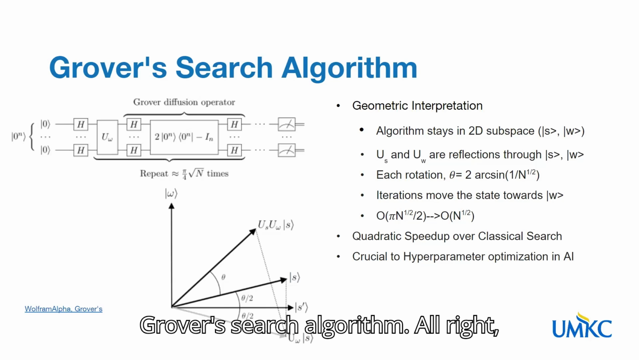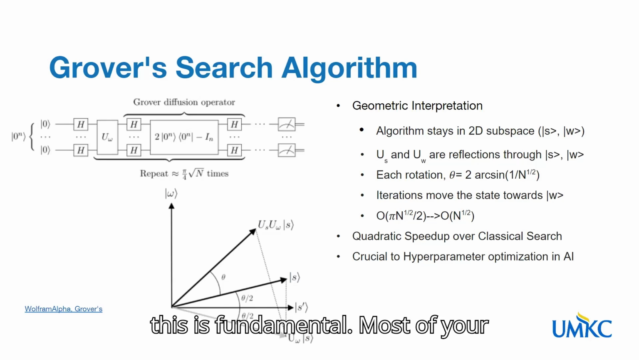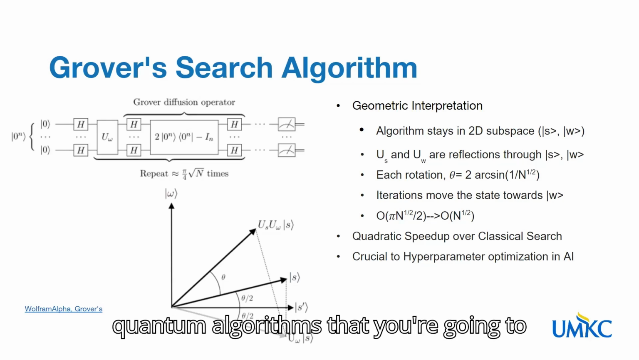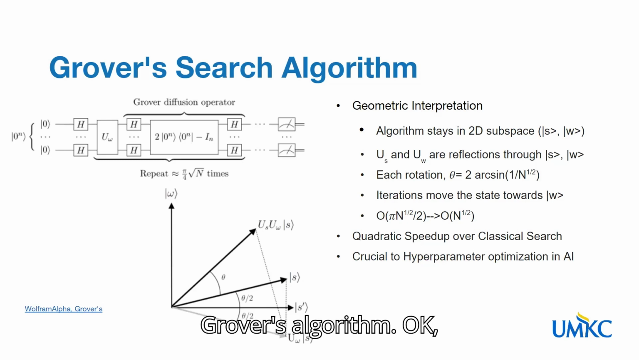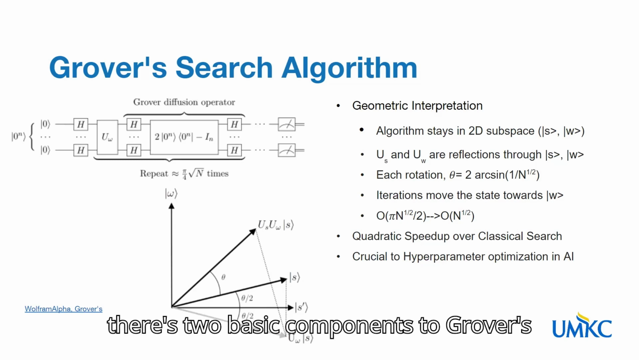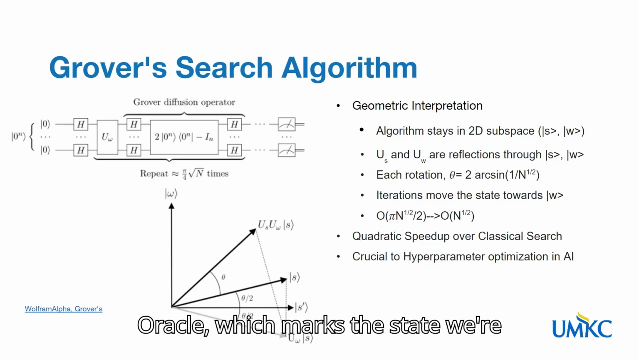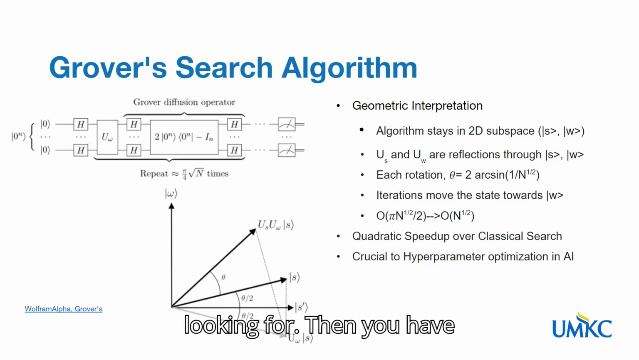Grover's search algorithm. All right, this is fundamental. Most of the quantum algorithms that you're going to encounter, especially on the AI computation side as opposed to the cryptography side, are going to use Grover's algorithm. There are 2 basic components to Grover's algorithm. You have what we call an oracle, which marks the state we're looking for. Then you have the diffusion operator.